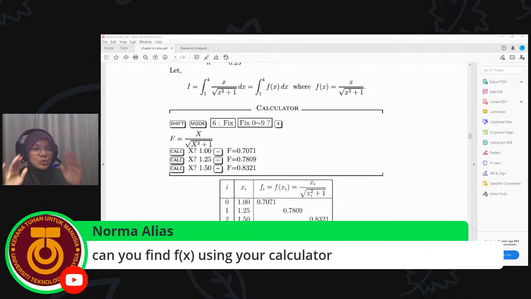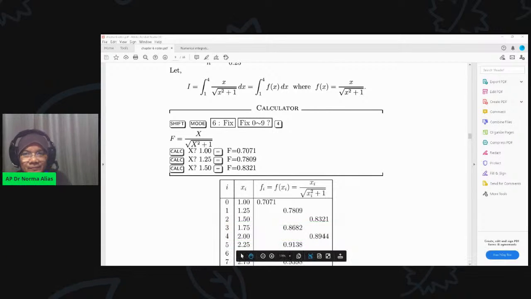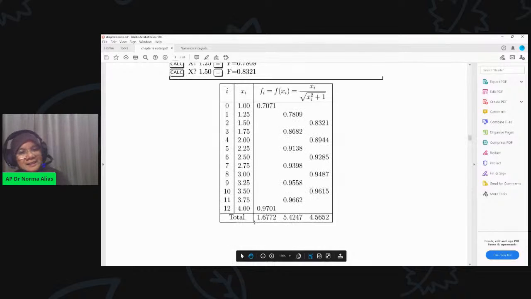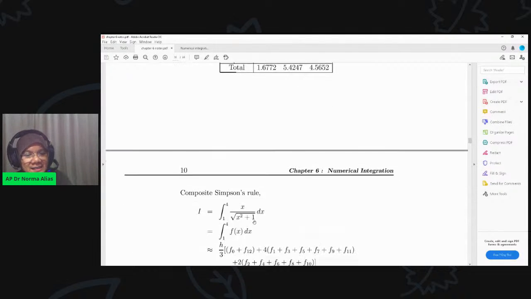You need to do this 12 times. And then when you insert the data, please put in 3 columns: F0 plus Fn, the odd values and the even values. You can see here the way you create the table is like this. Very fine. Then you know which is odd and which is even, and then apply Simpson's rule.